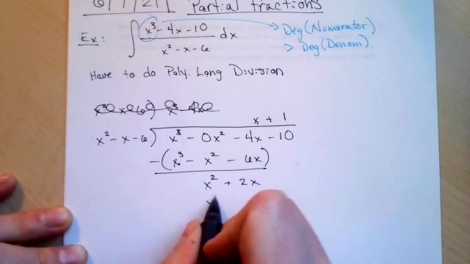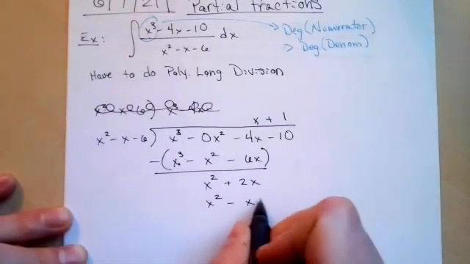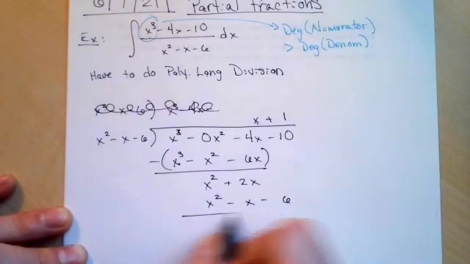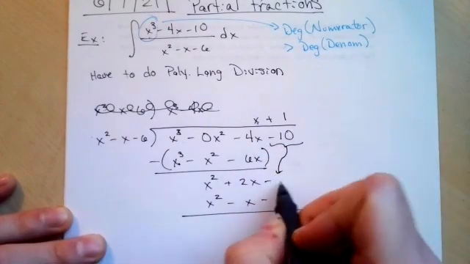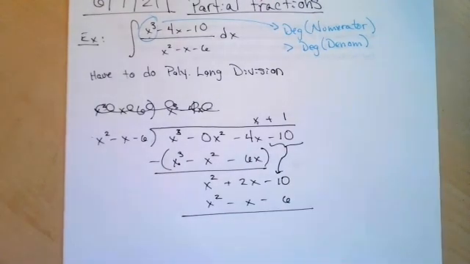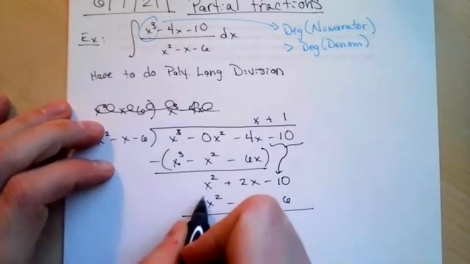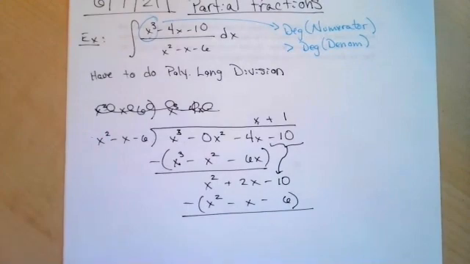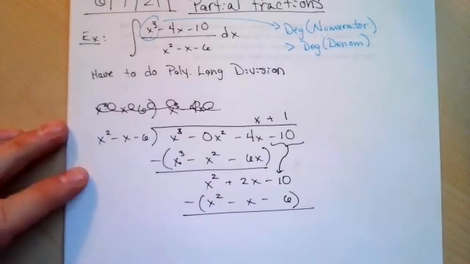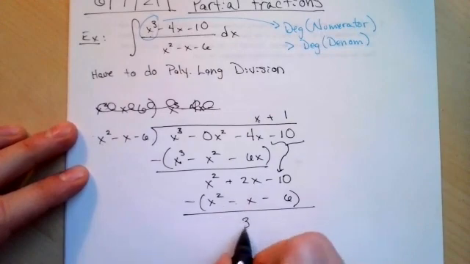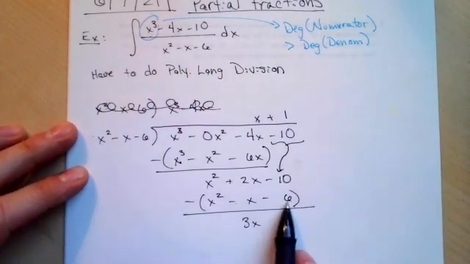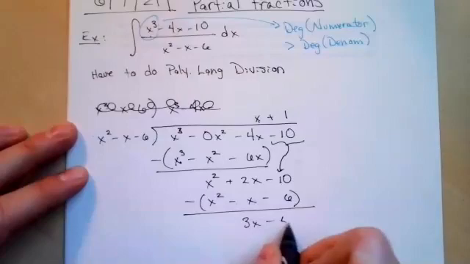Multiply through x squared minus x minus 6. We may want to bring this guy down if it helps you organize. And then we are always subtracting off that guy. So mind the parentheses. It's easy to miss a minus sign if you're not distributing. So when we distribute, we'll have 3x. We'll have plus 6 minus 10, so minus 4.